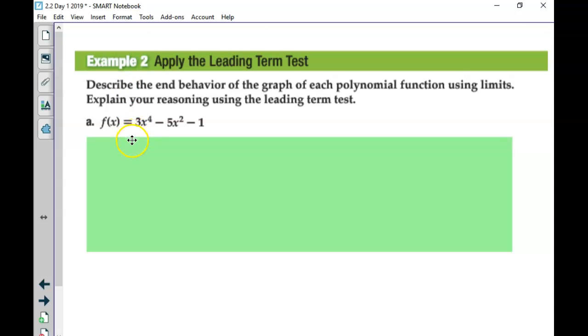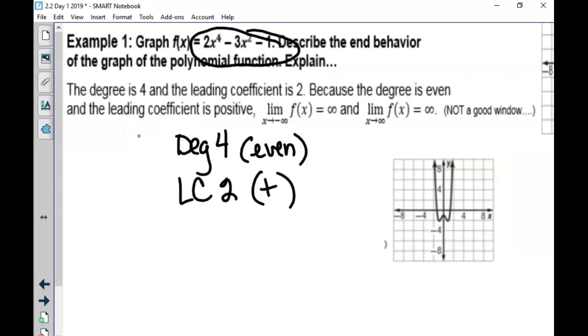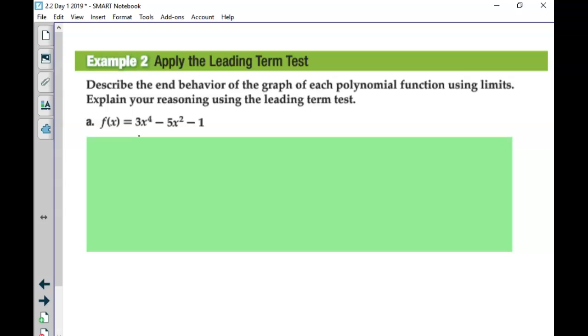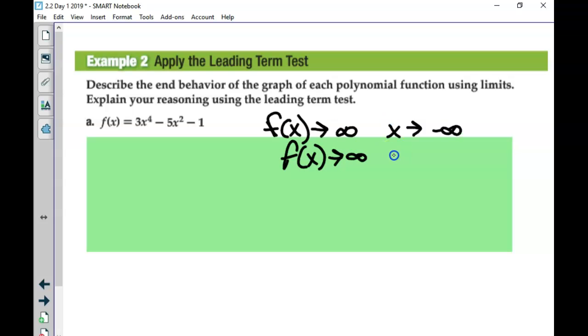So tell me, isn't this the same question we just did? Pretty much. This would be both ends going up, yes? Okay. How do you write both ends going up? F of x, some of you are still struggling with this. This is y, right? So I want to say up and up, yes? Both the y's are going up. As x approaches negative infinity means on the left, and positive infinity means on the right.